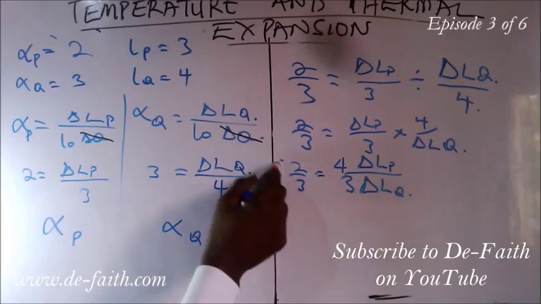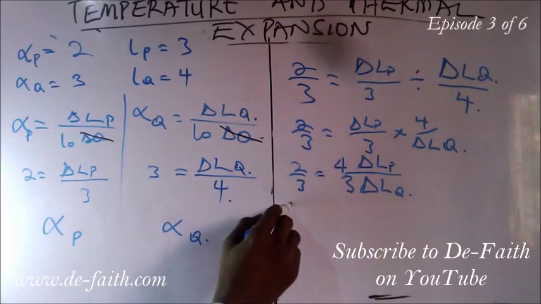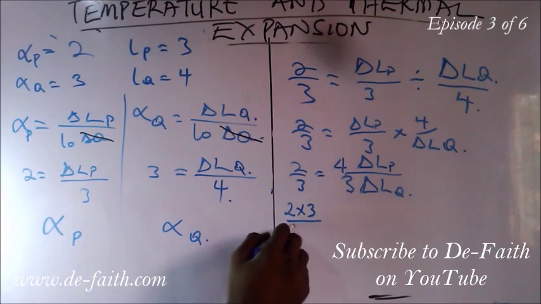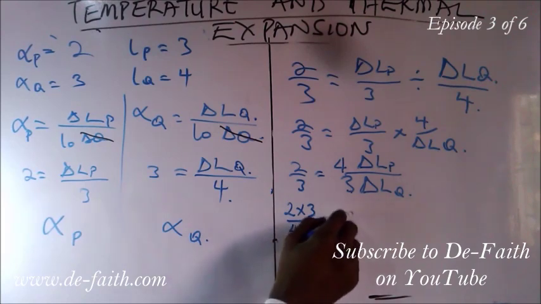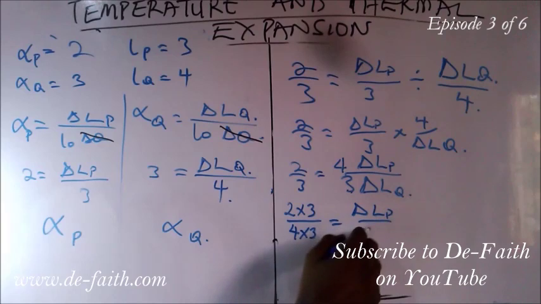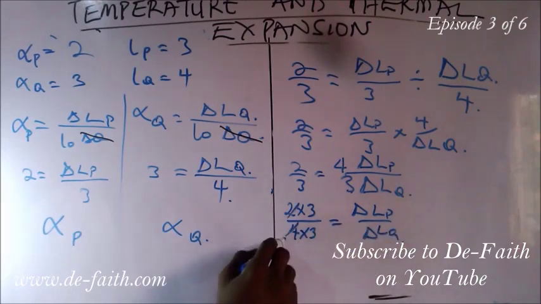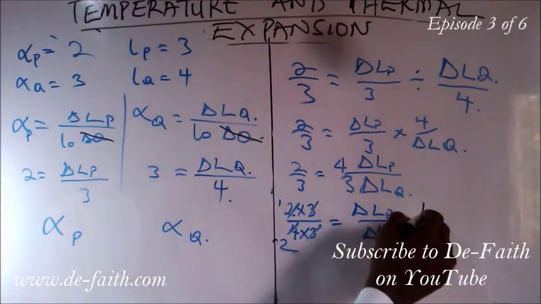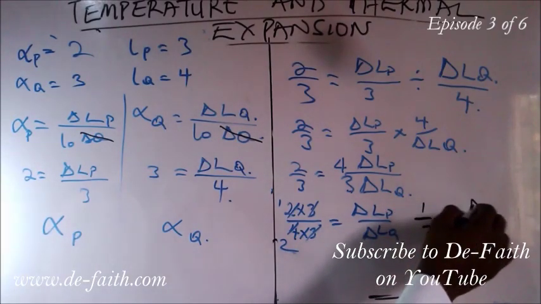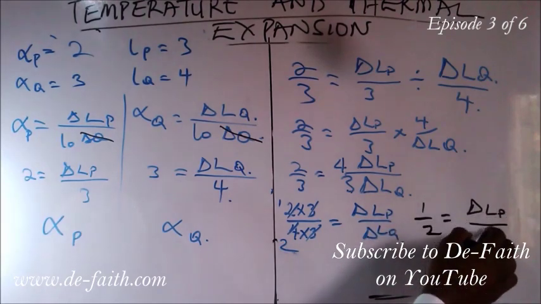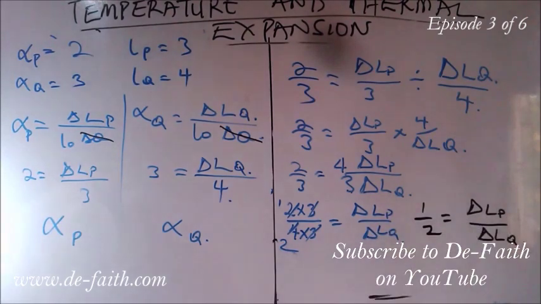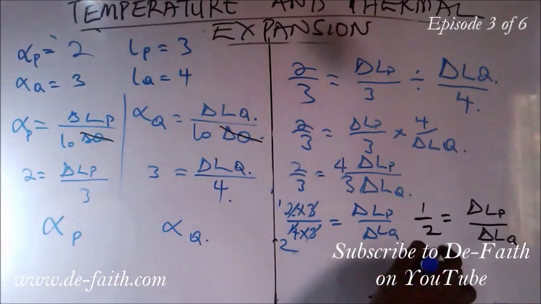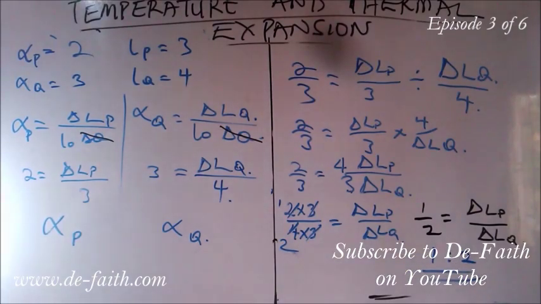Let this 3 come here and let this 4 come here. So we have 2 times 3 over 4 times 3 is equal to change in length of P over change in length of Q. 2 cancels 2, we have 2 here, then 3 cancels 3. So we are left with 1 over 2 is equal to the ratio of the change in length of P to the change in length of Q. And so the answer to this question, that is the ratio of the increase in length of P to Q, is 1:2. That is our final answer.